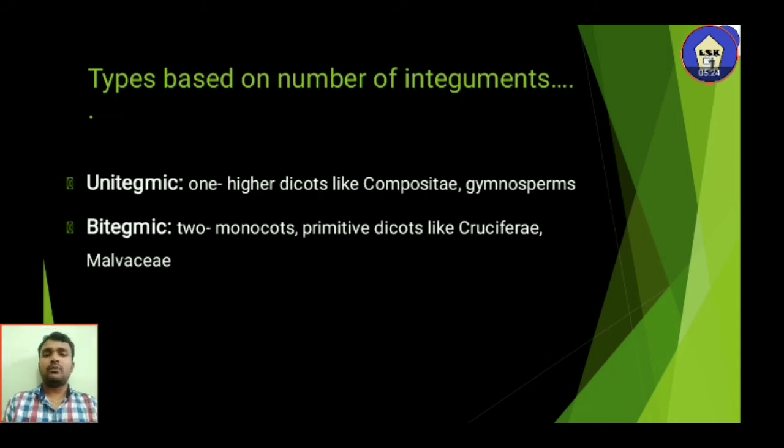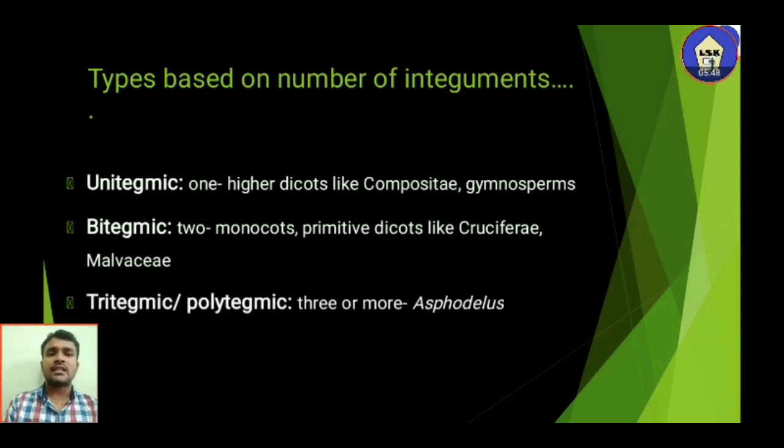The next one is bitegmic. Bi means two integuments. The ovules consist of two integuments. Most commonly the monocot ovules consist of two integuments, not the seeds, integuments, ovules. And primitive dicots like cruciferae as well as malvaceae also produce ovules with two integuments, bitegmic.